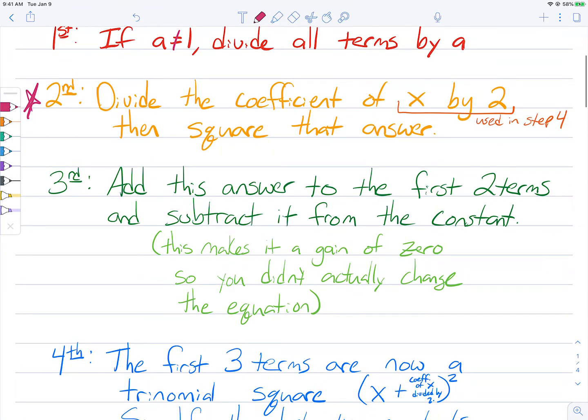Step 3, add this answer to the first 2 terms, and subtract it from the constant. The first 2 terms are that x squared plus bx type stuff. So what you're doing is adding it and subtracting it on the same side, giving you a net gain of 0. That makes it so we didn't actually change the equation. You can't just add a number to one side unless you add it to the other or subtract it from that same side. So if you add it and subtract it, like adding 2 and subtracting 2, you've really done nothing, which is fine. That's what we want. So you're going to add it and subtract it.